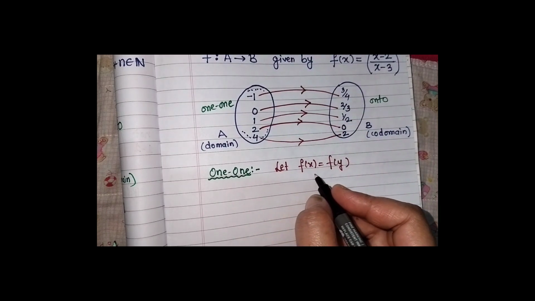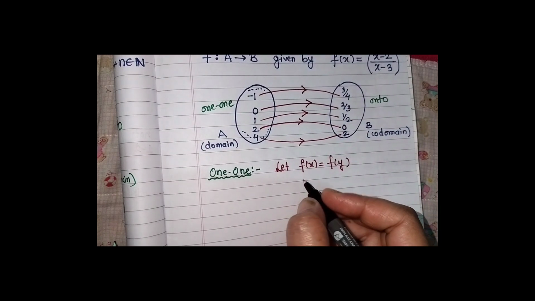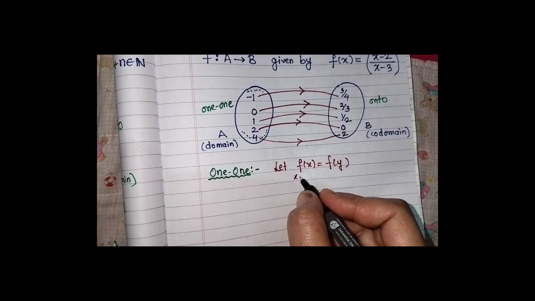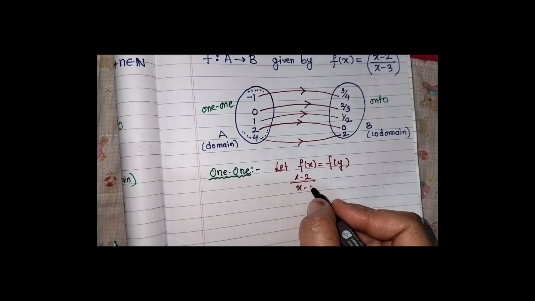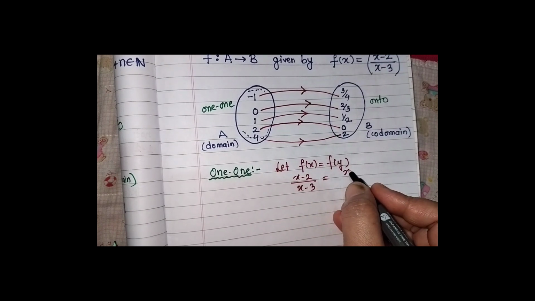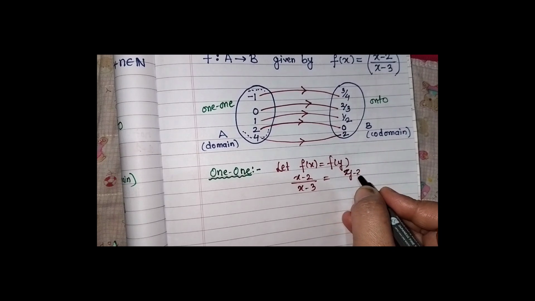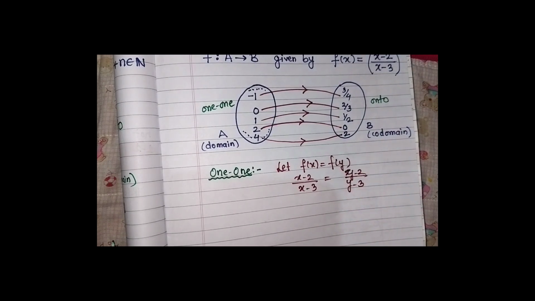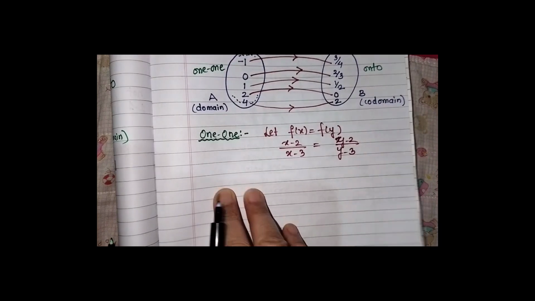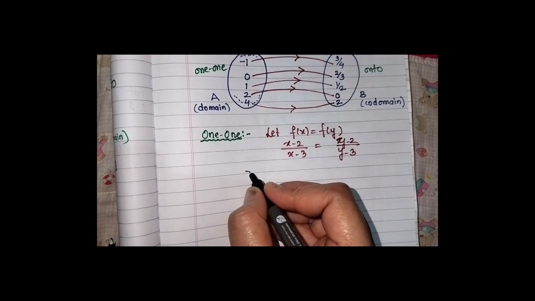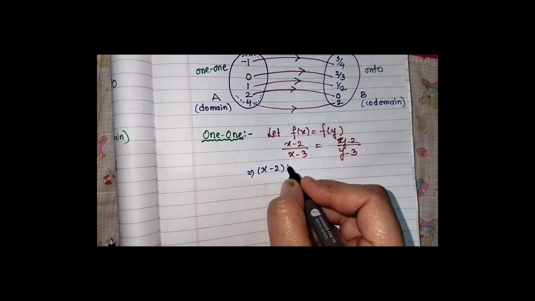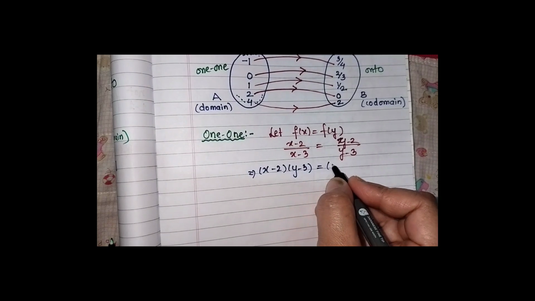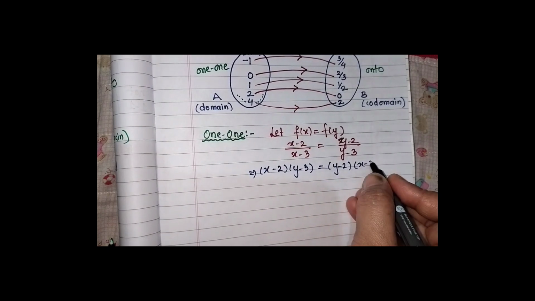Okay, now f(x) is equal to f(y). So here by definition how you can write this? You can write this as x minus 2 upon x minus 3. So this is equal to, now here you have y, so it is y minus 2 upon y minus 3. Just cross multiply the terms, what you will get? So in this case you will get, so you have x minus 2 y minus 3, then you have y minus 2 in bracket x minus 3.